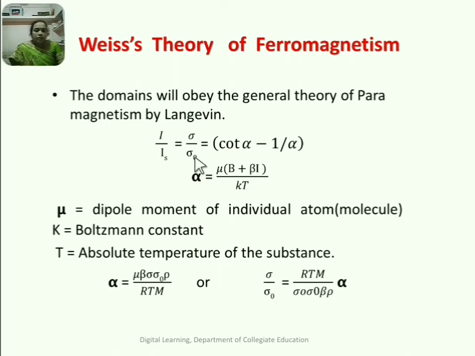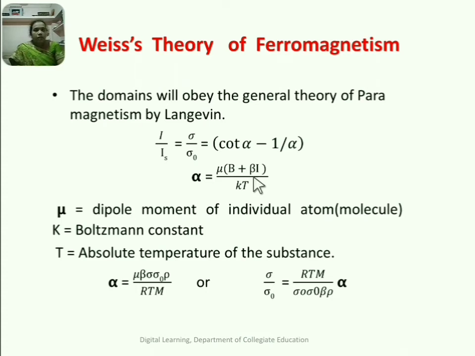I already told you, this domain will obey the general theory of paramagnetism, which was given by Langevin. According to that theory, I by Is equal to sigma by sigma naught, which is equal to cot alpha minus 1 by alpha. See, student, alpha is defined as mu Be divided by kT, but we know that Be is equal to the vector sum of B plus beta I.